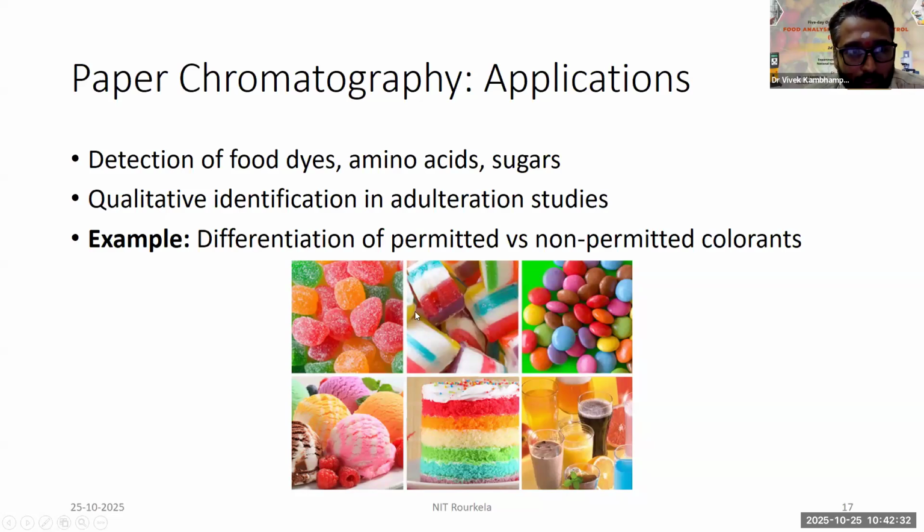You can determine differences between permitted versus non-permitted colorants also. How is this? If you are taking natural color, okay, the adsorption phenomenon will be altogether different from the synthetic dyes, right? In that way you can easily identify.